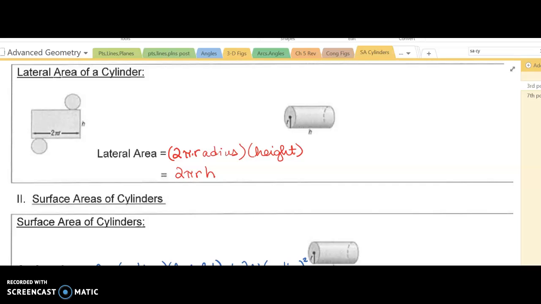Okay, so now let's fill in these formulas. We now know lateral area, the area of just that paper towel roll, just the sides of this, is 2 pi times radius times height. I've got it all written out for you, and we will abbreviate that as 2 pi r h, where r stands for radius and h is the height.